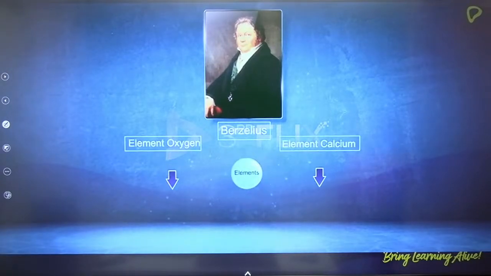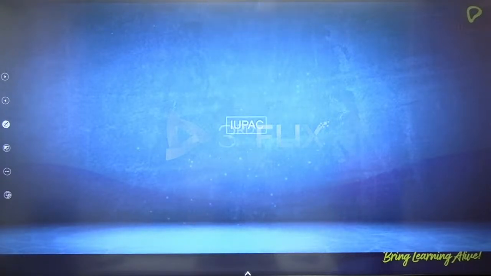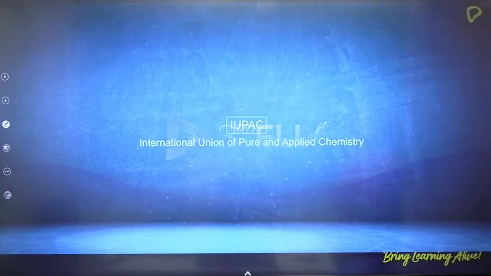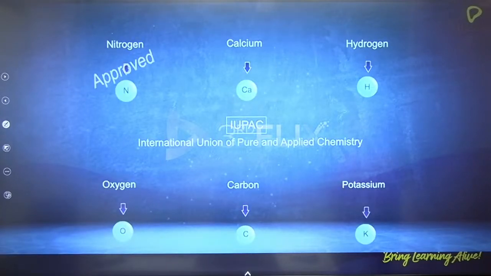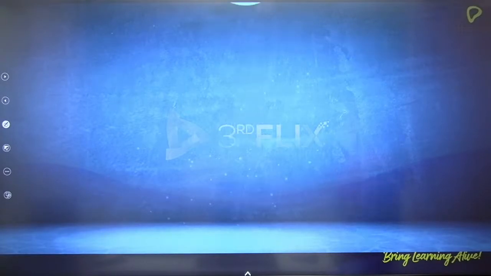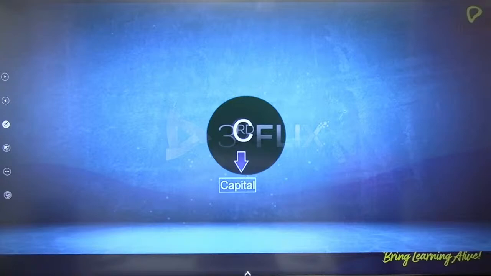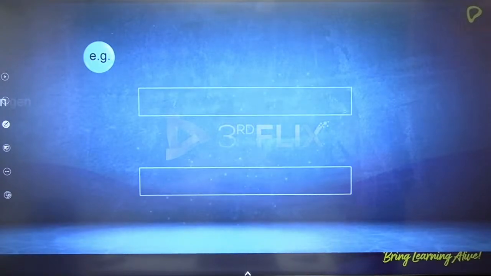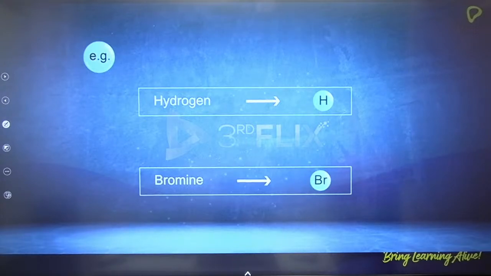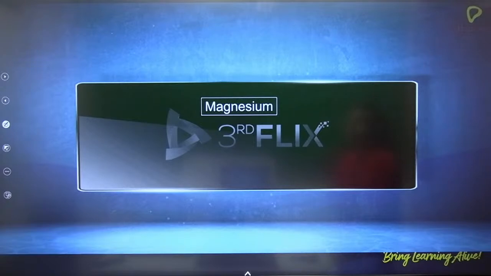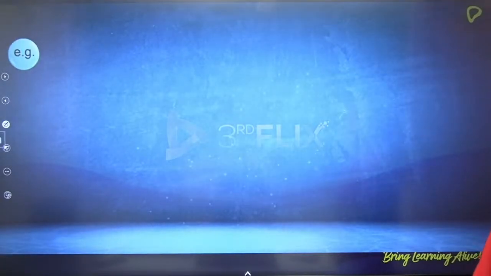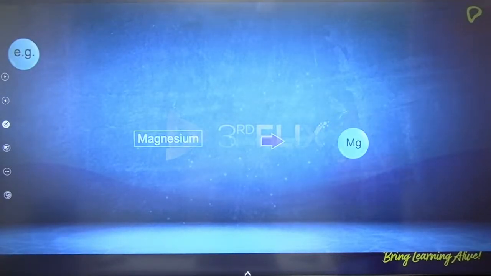Then Berzelius came and said that we should write the symbol in the form of letters, like oxygen as O. IUPAC is the International Union of Pure and Applied Chemistry. They took letters from the name and approved that whenever we write a symbol, we should write it in the form of those letters. So hydrogen is H, bromine is Br, and magnesium is capital M and small g. The first letter should be capital and the second letter small.